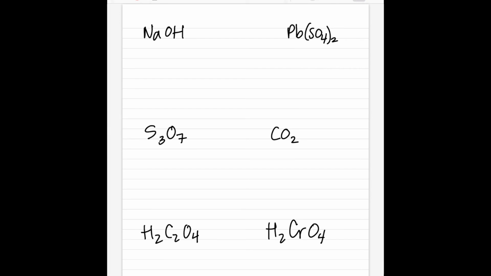Okay, so let's start with this. This is a metal. It's on the left side of the periodic table. That is ionic. Neither one of these are metals, so that's covalent. Neither one of these are metals, so that's covalent. This one has an H in the front. Red flag, that's an acid. Same thing with this one. Those are acids.